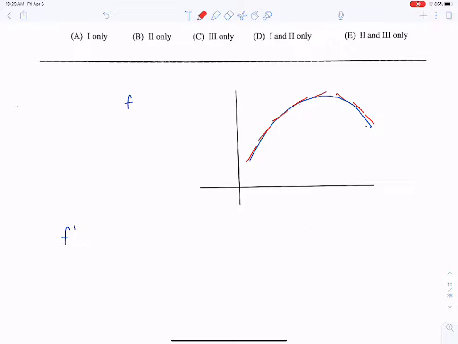Now, if I told you this function right here is f prime, then the slopes of the tangent lines would be telling you about the second derivative. The way we can talk about concavity is because concavity is all about the second derivative. If something is concave up, then the second derivative is positive. If something is concave down, it's negative. So in other words, the slopes of the tangent lines to the derivative function are positive or negative. And that's how we can do that.